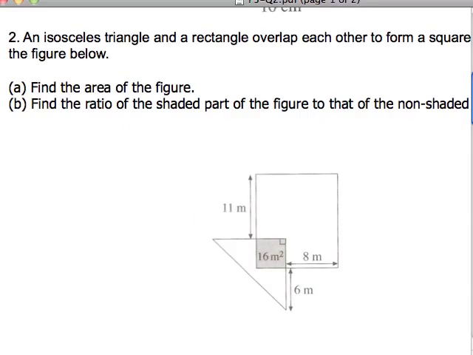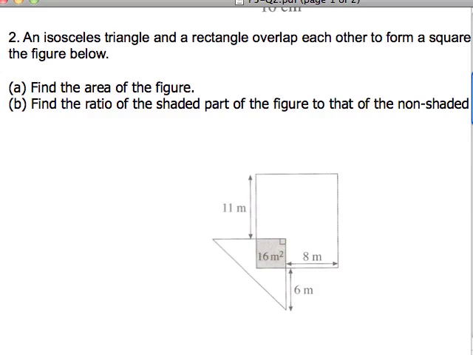So the question says that an isosceles triangle. What does an isosceles triangle mean? An isosceles triangle basically means that two sides are equal, not three sides but two sides. So the height and the base are equal.